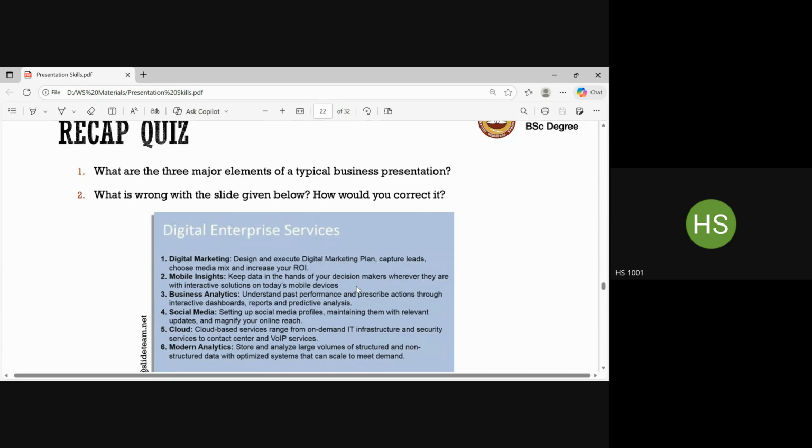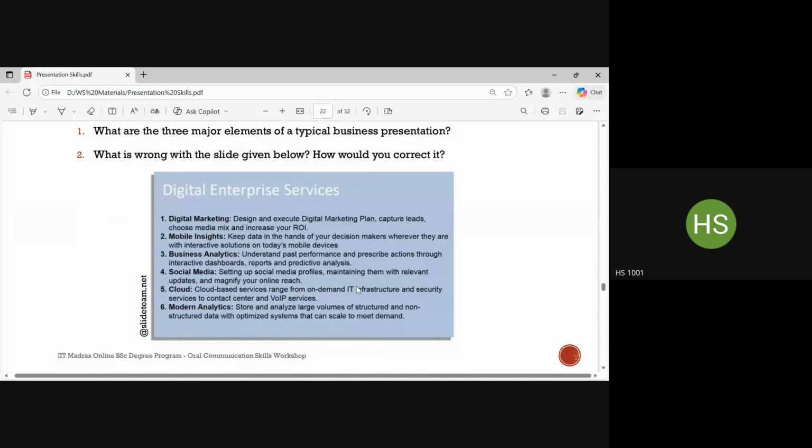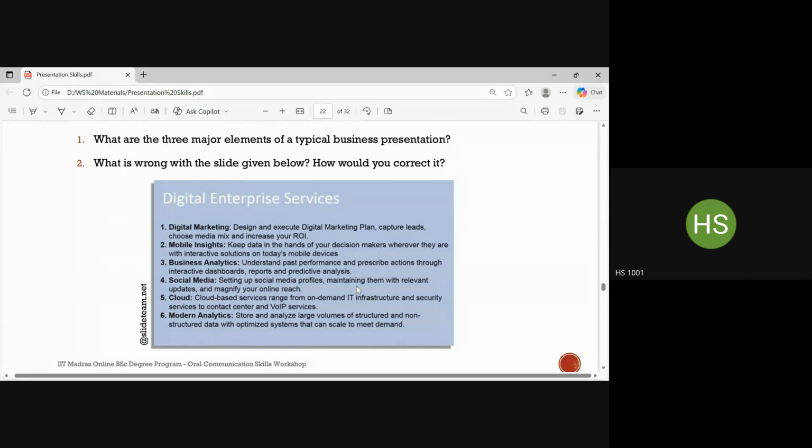Now, look at this recap quiz. What's wrong with the slide given below? How would you correct it? Can somebody tell me what's wrong with this slide and what they're going to do to correct this slide?